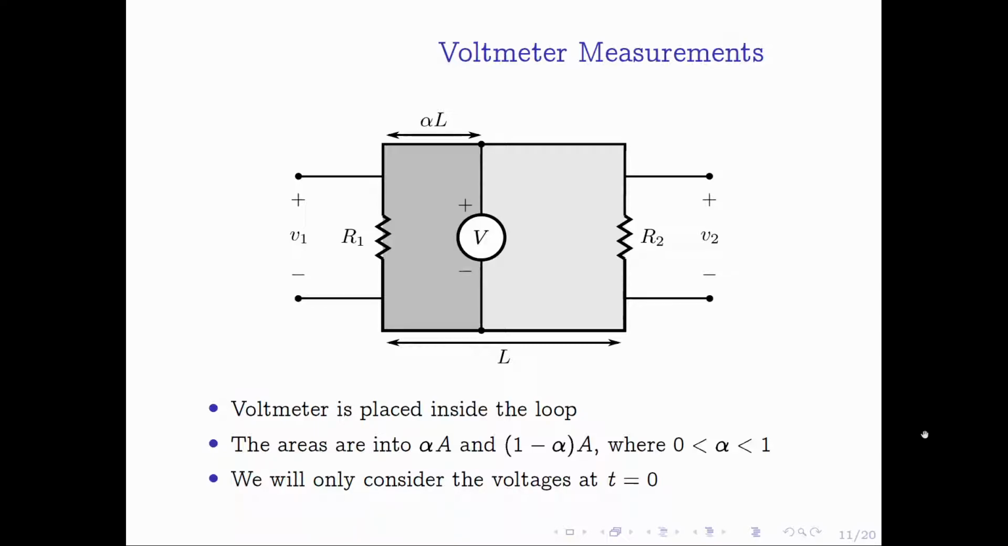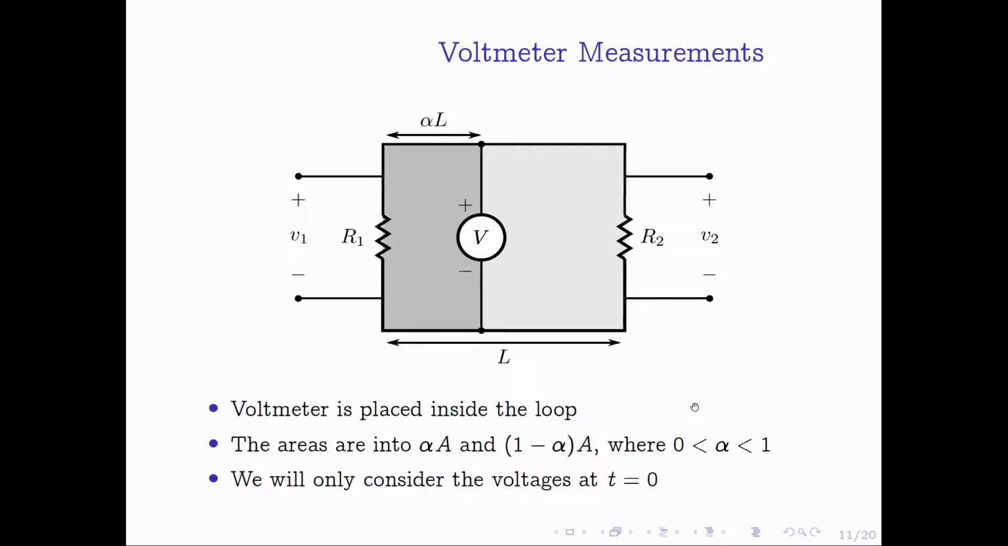As you can notice here, this voltmeter divides the loop into two smaller loops. The smaller loop, to the left, has an area of alpha A, and the wider loop has an area of 1 minus alpha multiplied by A. If we set this parameter alpha between 0 and 1, we can slide this voltmeter from the left to the right, from R1 all the way to R2, allowing us to study the voltage change across the loop.